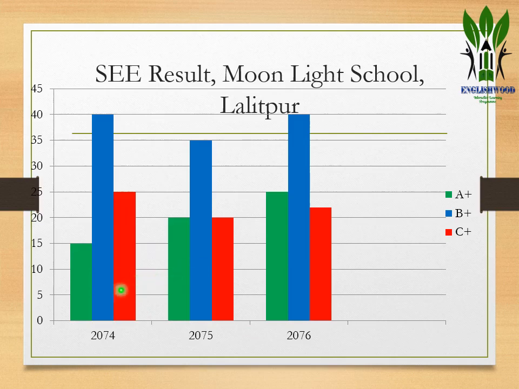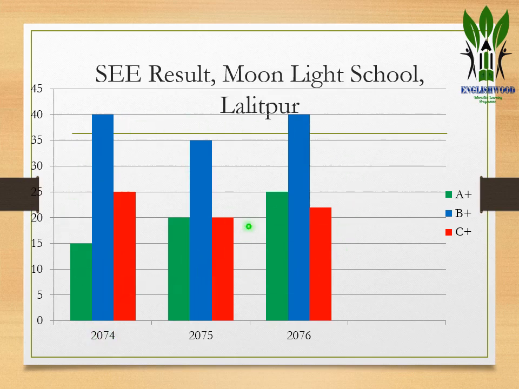Now, the difference first in the A plus. The highest number of students who got A plus was in 2076. Or you can say in 2076, the highest number of students got A plus in the exam result, whereas the lowest was in 2074. Similarly, you compare about B plus and you compare about C plus. This is comparison.